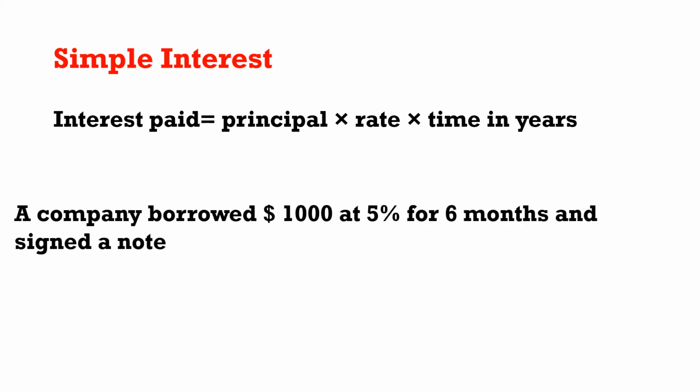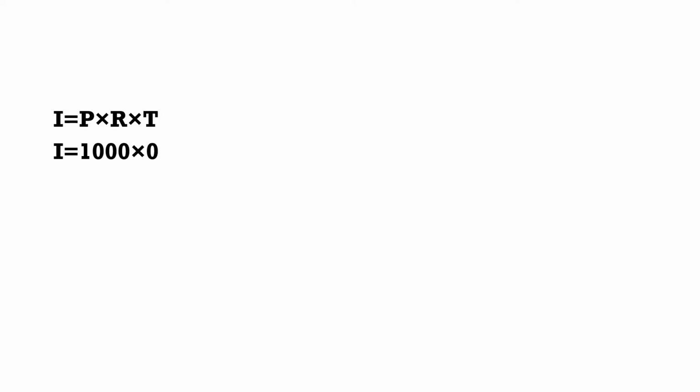So for example, a company or individual can borrow 1,000 at a rate of 5% for 6 months and sign a note. This will be a note payable, and you have 5% on that 1,000. They will make 5% of 1,000 in 6 months if you don't pay it on time. Here is the formula to calculate the simple interest: 1,000 times the rate times the time in years, which is 6/12. You get 25 as interest.